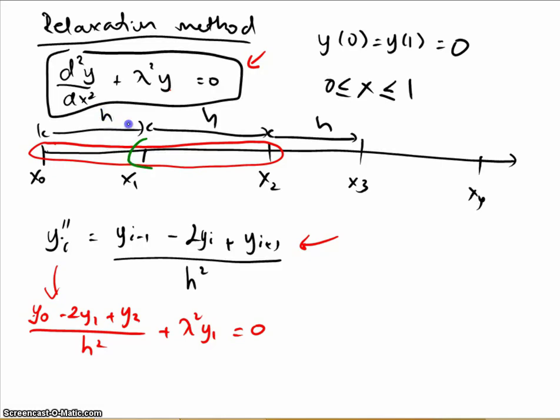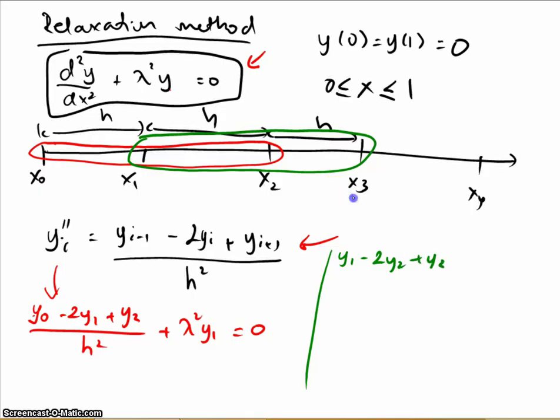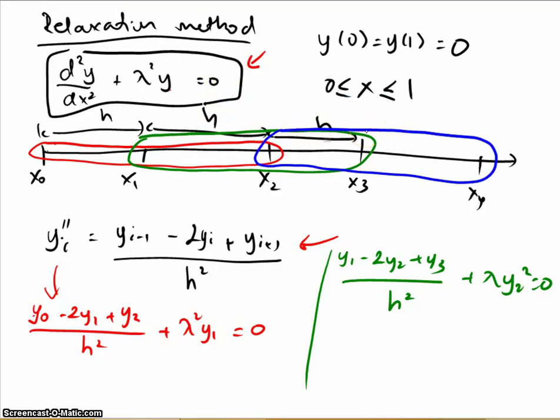For my second interval, I'll need these 3 points here, okay, which is x1, x2, and x3. So if I write that out, what I'll get is y1 minus 2y2 plus y3 divided by h squared, and you'll have lambda square y2 is equals to 0. So this is for your second interval. For your third interval now, you need the last 3 points. Okay, so what you get is y2 minus 2y3 plus y4 over h squared plus lambda square y3, and this would be equals to 0.